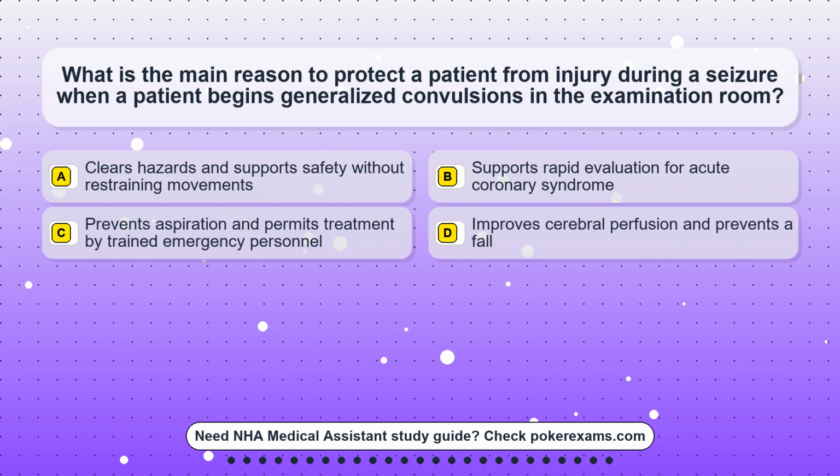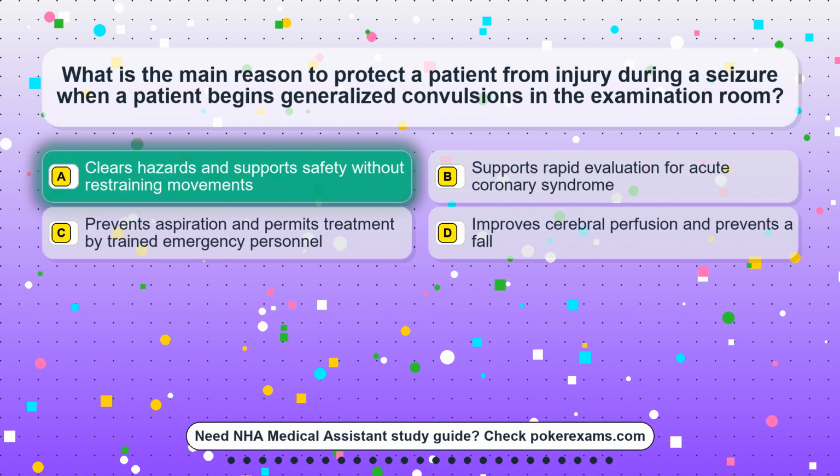Question 4. What is the main reason to protect a patient from injury during a seizure when a patient begins generalized convulsions in the examination room? Option A. Clears hazards and supports safety without restraining movements. Option B. Supports rapid evaluation for acute coronary syndrome. Option C. Prevents aspiration and permits treatment by trained emergency personnel. Option D. Improves cerebral perfusion and prevents a fall.